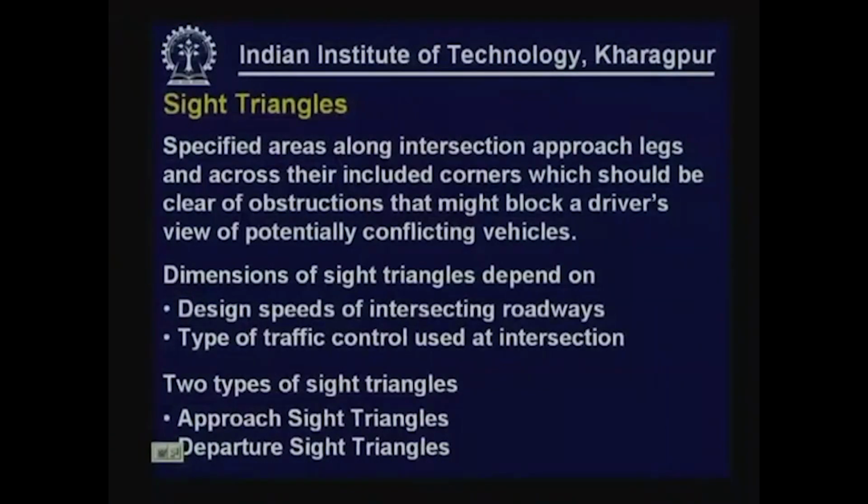Then there are two types of sight triangle. We have understood the concept of sight triangle now, but there are two types: one is the approach sight triangle and the other one is called the departure sight triangle. Now, let us try to understand what is the approach sight triangle and then what is the departure sight triangle.